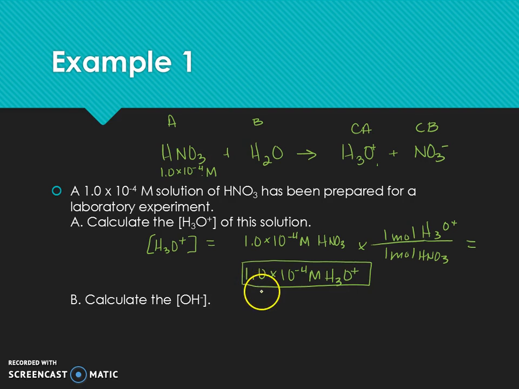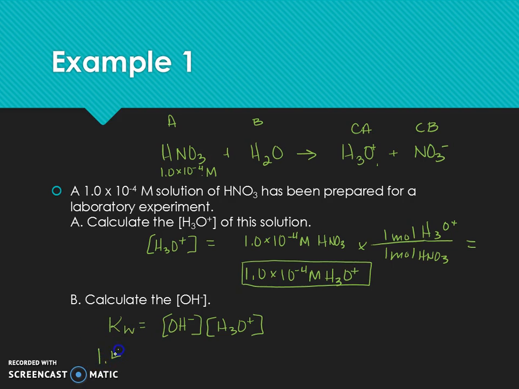Well, we've got our answer for part A. We know it's in water, and it wants us to calculate the concentration of OH ions. Well, guess what? There are no OH ions in here. So that's where we can pull in this Kw is equal to hydroxide ion concentration times hydronium ion concentration. So all we have to do is plug in.